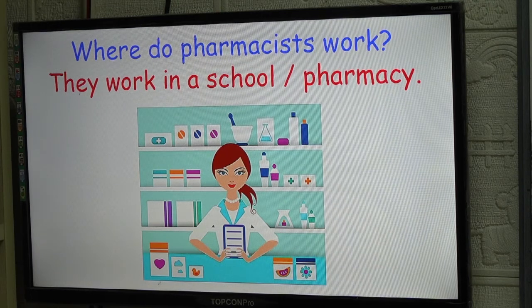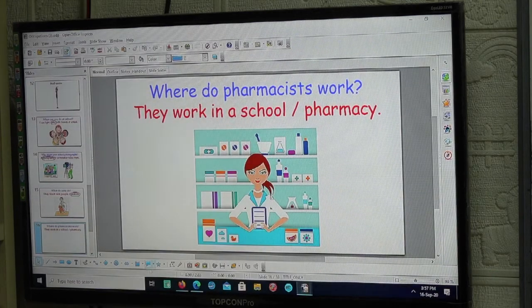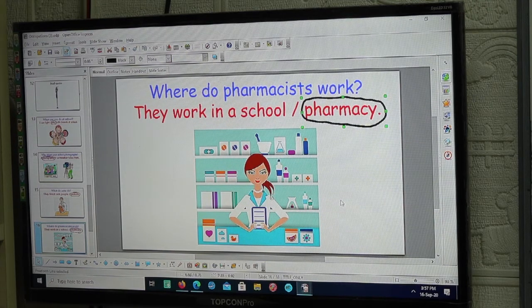Do they work in a school? No. Where do they work then? Remember what is the place? It's similar to their occupations. Pharmacists work in a pharmacy. Alright, pharmacy. So please circle pharmacy. They are people who work in a pharmacy, right?